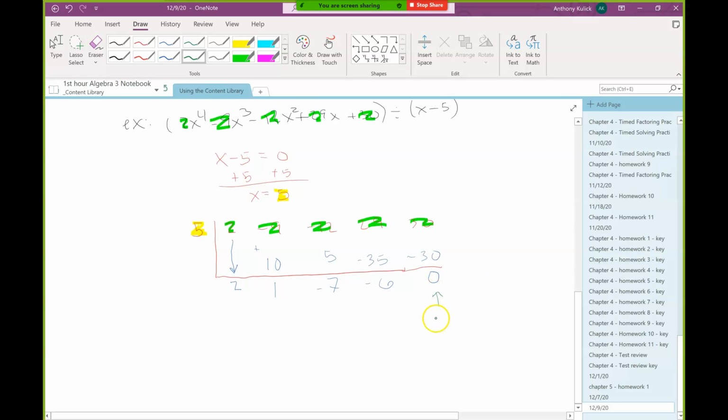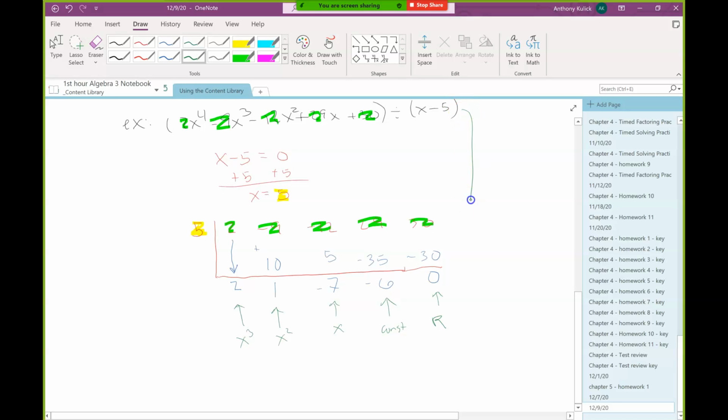So if we start at the far right, the first number is the remainder. The next number is the constant term. The next number is the coefficient for our x. The next number is our coefficient for our x squared. And we just continue increasing the degree of our x's as we move from right to left.